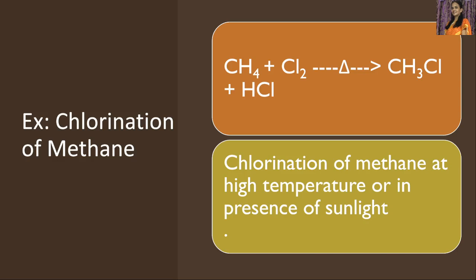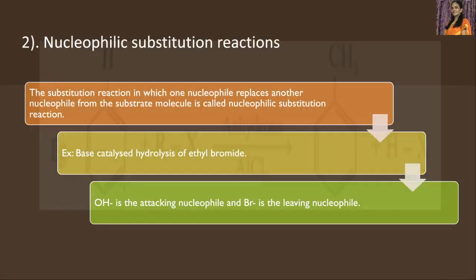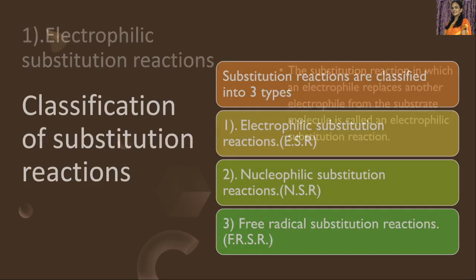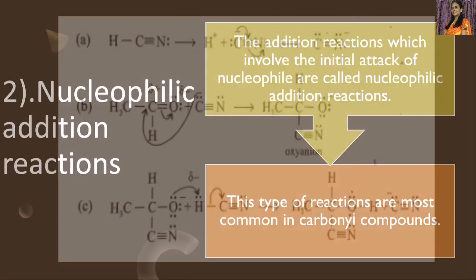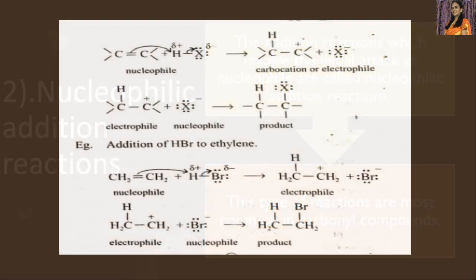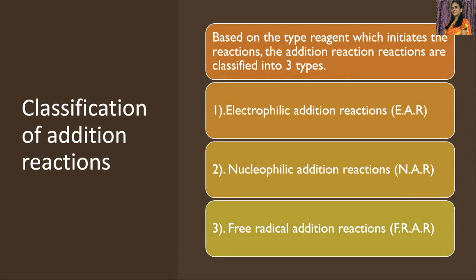How many types of addition reactions? We discussed three types. The first one is electrophilic addition reactions, second is nucleophilic addition reactions, third is free radical addition reactions. About each type we discussed in detail, with examples.